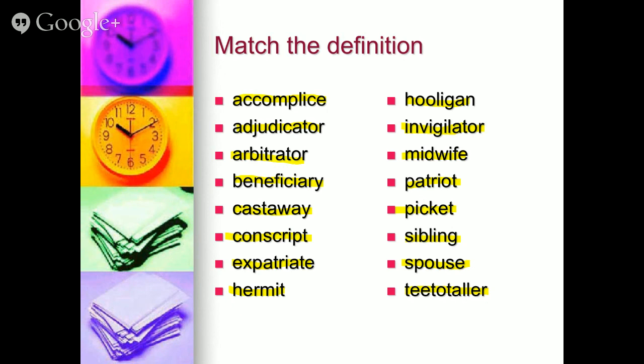So, Devrim, let's go to the word hermit. In Turkey, are there many hermits? Yes, there are many. 2,000 hermit people in Istanbul, in the street. Okay, those are homeless. Ah, yes. Homeless.